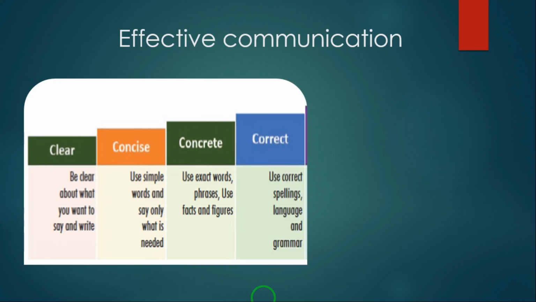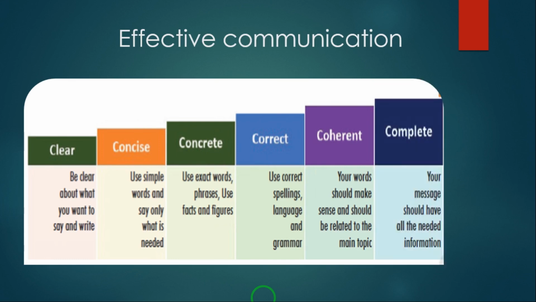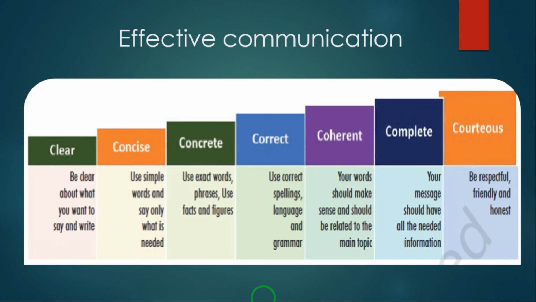Then correct. Definitely, you have to use correct spelling and language, and focus on your grammar. Coherent. Your words should make sense and should be related to the main topic. Next is complete. Your message should have all the needed information. Incomplete information is definitely going to be harmful. And last is courteous. Always be respectful, friendly, and honest. So, these are the 7 C's of effective communication.